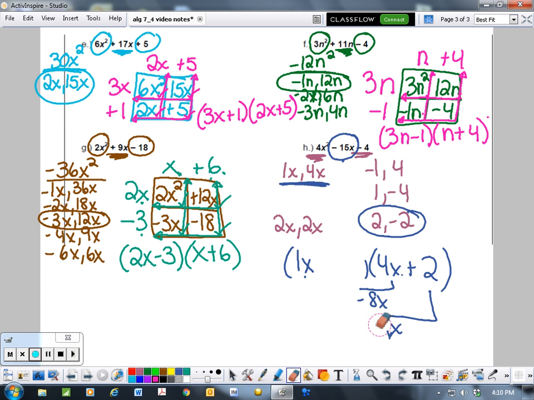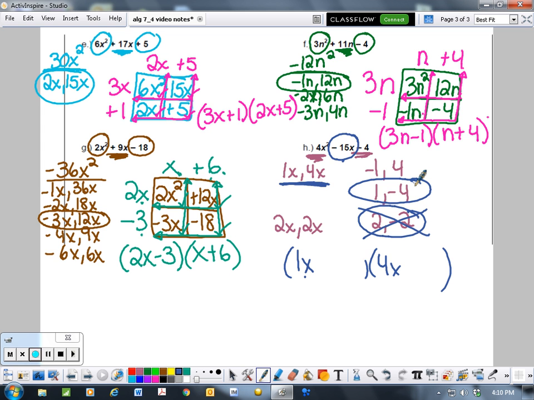Okay, so now I'm going to try another one. This one didn't work at all, so now I'm going to try this one. So 1 and negative 4. So this gives me 4x. This gives me negative 4x, which does not give me negative 15. So that didn't work.